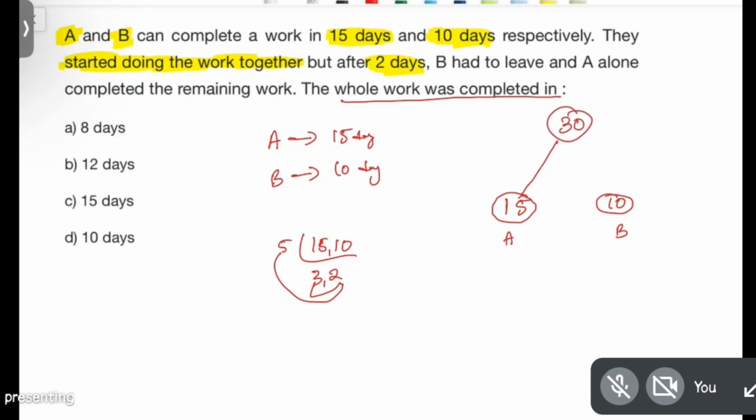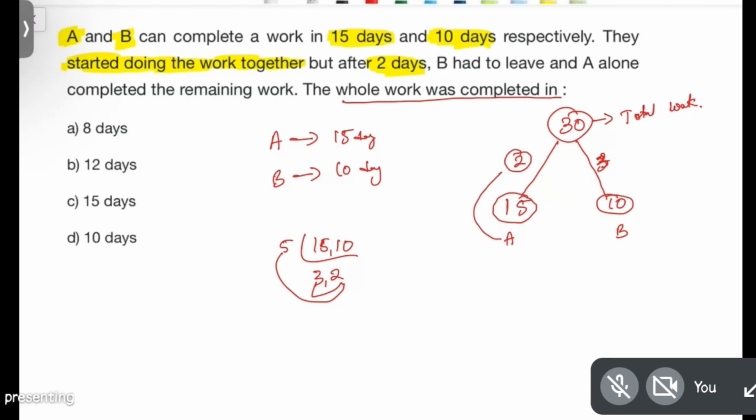And I've told you earlier that this is nothing but the total work that needs to be done. A is taking 15 days, so 15 into how much is 30? 15 into 2 is 30. And next is B, 10 into how much is 30? 10 into 3. So 2 is the efficiency of A, which means A is doing 2 pieces of work in a day and B is doing 3 pieces of work in a day. This is what we have.